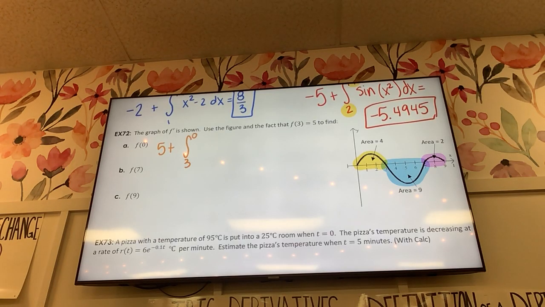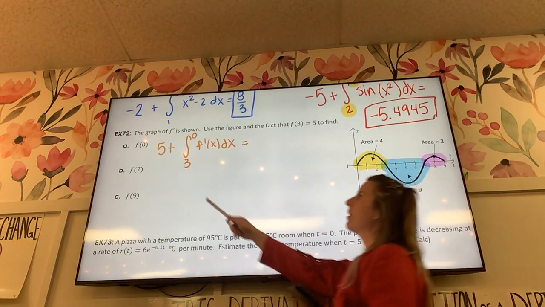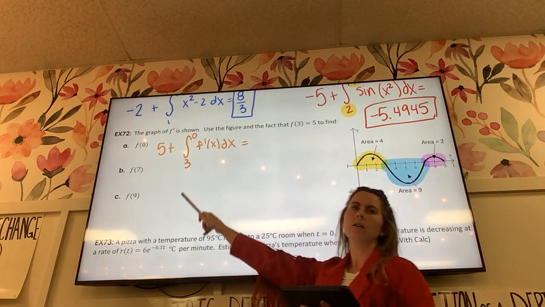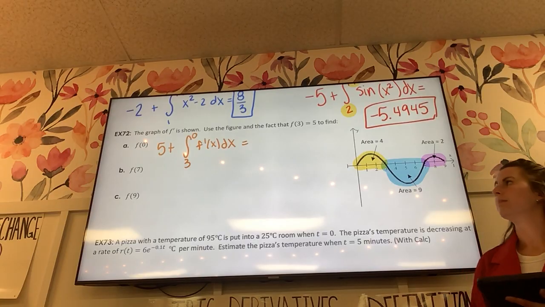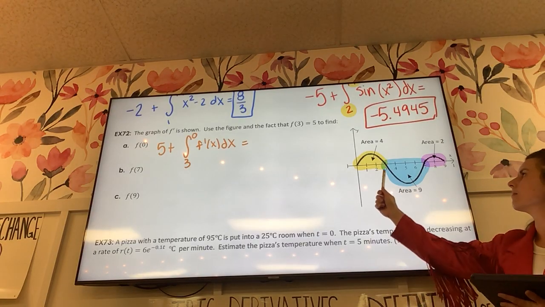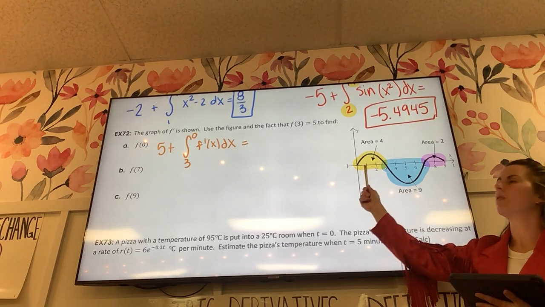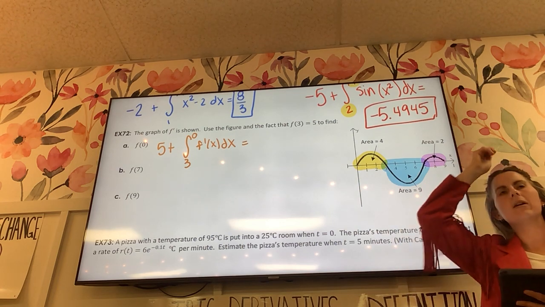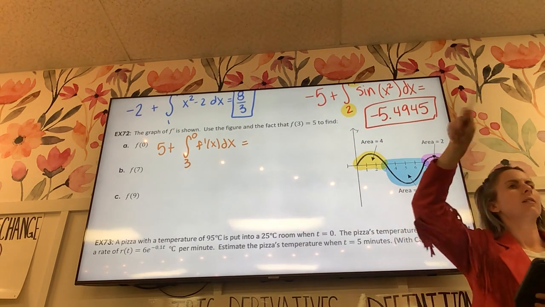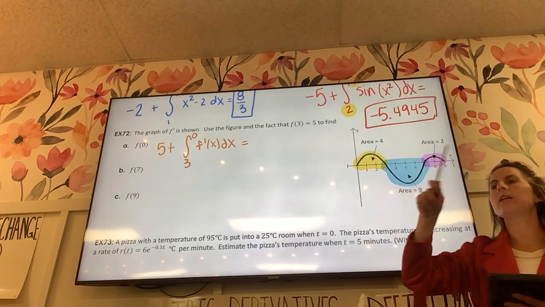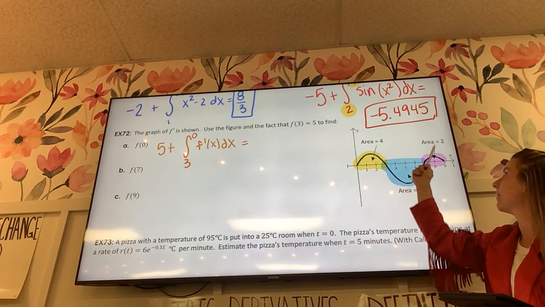3 to 0 of your graph here, f prime of x dx. Okay, now how can I figure out what the integral from 3 to 0 is? Find what the value is at 3 and 0 on the graph. Negative. It's negative. But what does the integral tell me? Area. So the integral is the area under the curve, which are these values that it gave me.